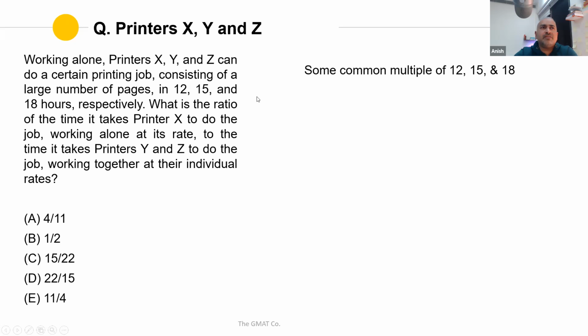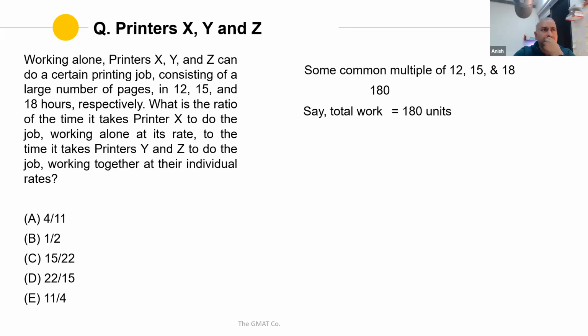Right? So let me think of some common multiple of these numbers. The multiple that came to my mind was 180. Right? 15 times 2 is 30. Then I was thinking of multiples of 30. And then I was thinking of easy multiples of 18. I was able to come up with 180. Now, why deal with this? So now I'm going to say, let's assume that the total work is 180 units.